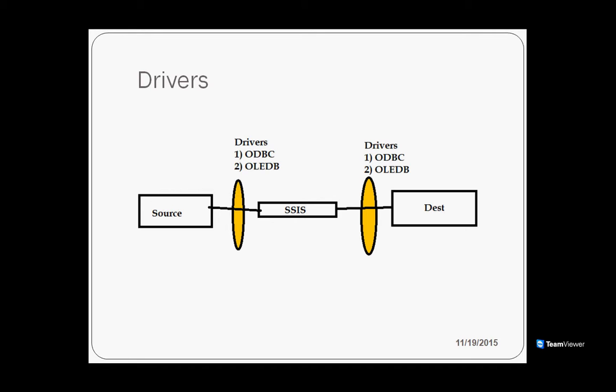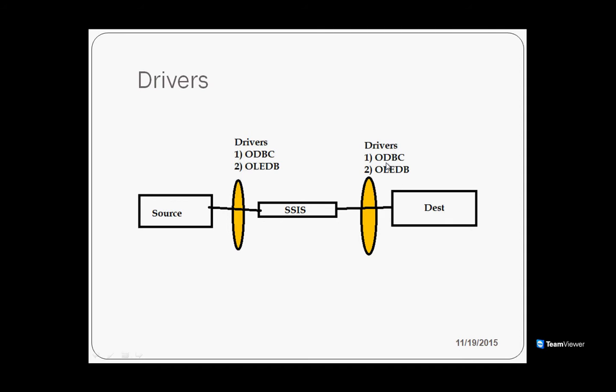The SSIS server has to have a connection with the source, and the SSIS computer should have a connection to the destination, right? So when you want to connect to the source or a destination, you normally need to have a wire or the network, plus a driver that is installed to connect to the data source. The common drivers are the ODBC driver and the OLEDB driver, to connect to the source and to the destinations.